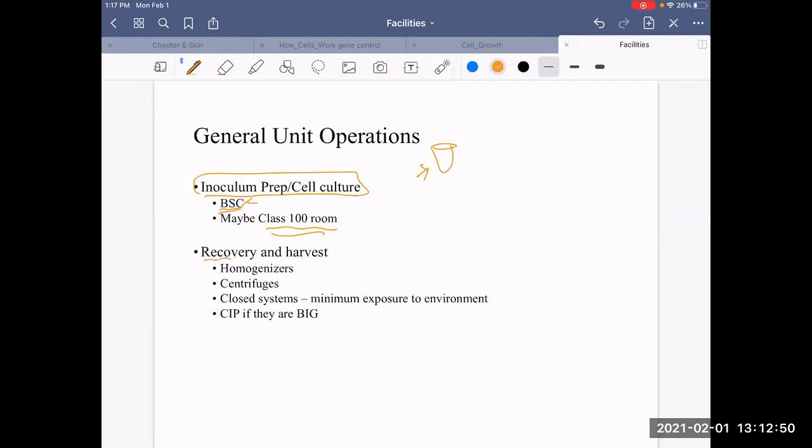Then there's recovery and harvest. These rooms are where we're going to collect the cells and the product. They have homogenizers. A homogenizer is kind of like a blender. They have centrifuges, which will spin the cells down. Most of these systems are closed because we don't want anything to be contaminated. If the vessels are big, everything's going to be cleaned in place.